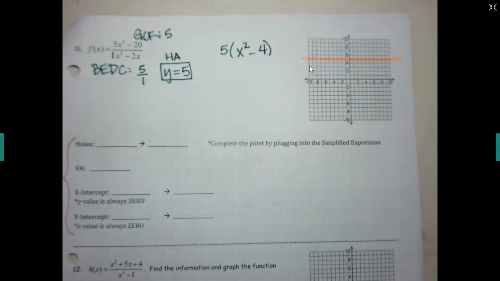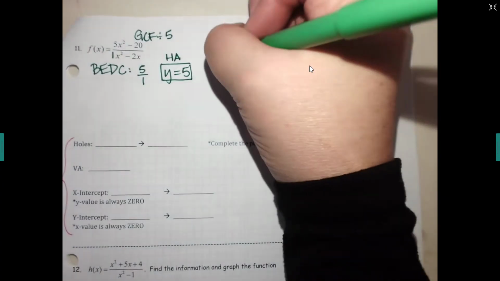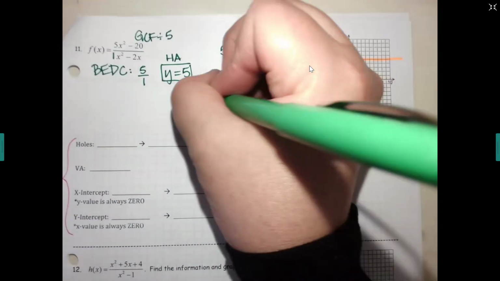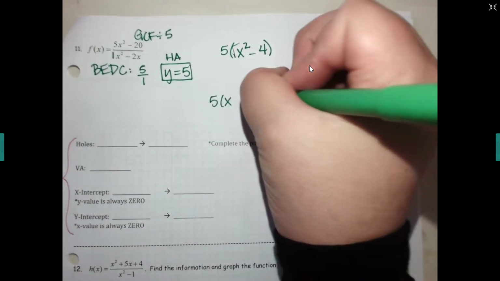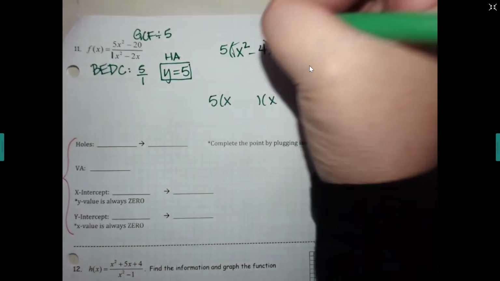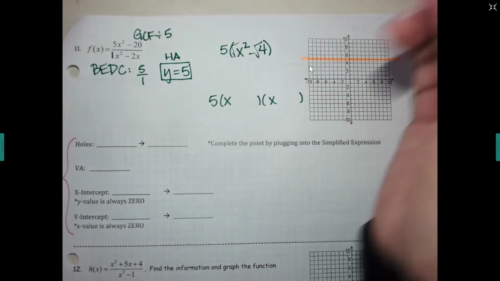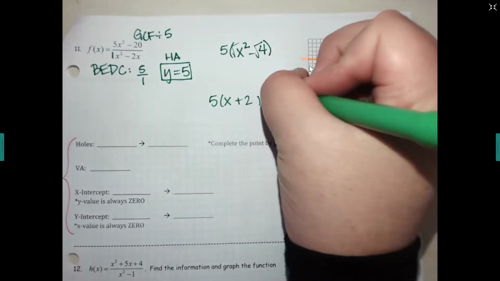Now, that's not done yet. I have to break it down one more time. Remember, anytime it's an x squared minus, you can perfect squares it. So what's the square root of x squared? So this is going to be 5 times x and x. What's the square root of 4? Plus or minus 2. Remember, you got to put one of each.